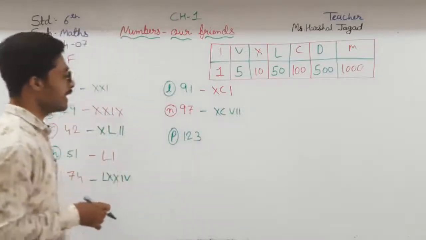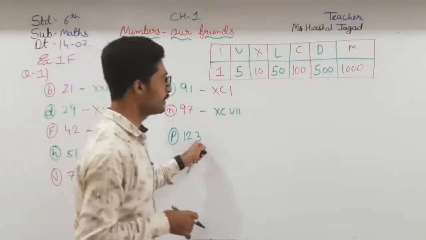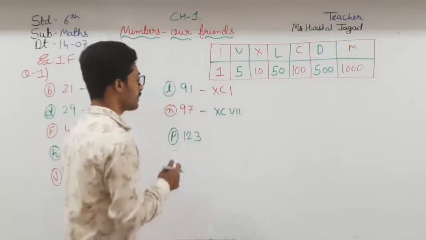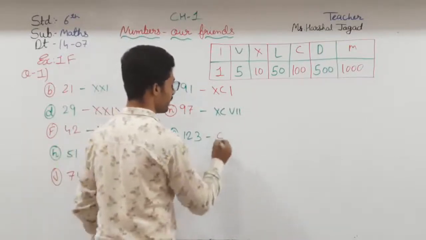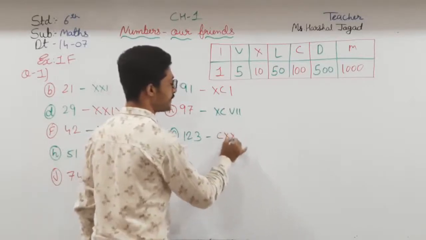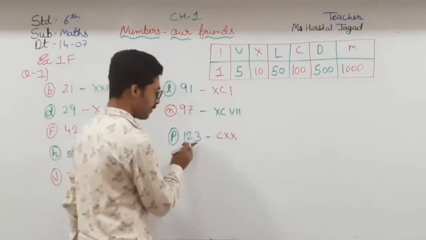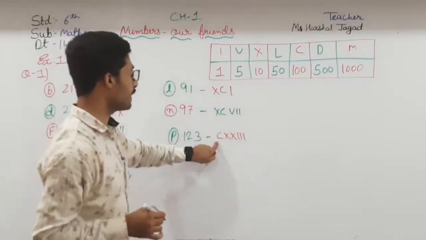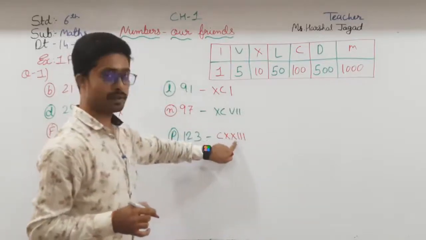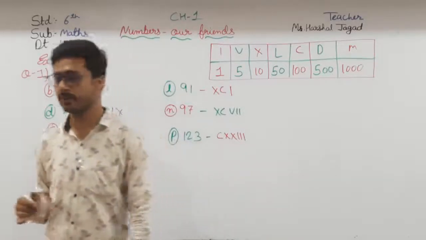Okay, students, and here it is 123. So we will do that is C, meaning 100, X meaning 10 plus 10, that is 20, and 1, 2, 3. That is 100, plus 10 plus 10, 120, plus 3. Okay, students, please write down this.